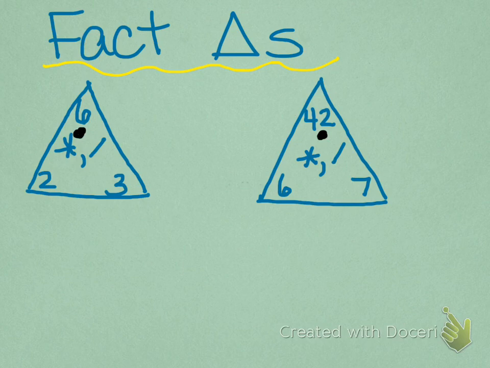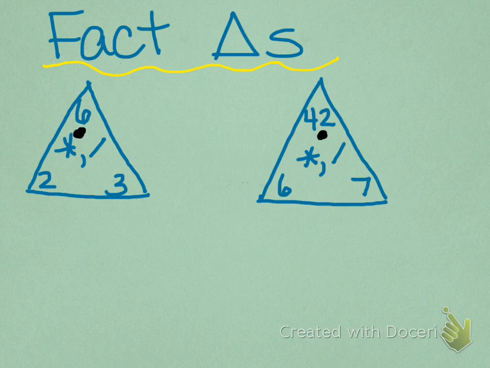So basically, you can use this same fact triangle to do 2 times 3 or 3 times 2. You can do 6 divided by 2 would give me 3, or 6 divided by 3 is going to give me 2. So whatever digit that I have covered up is going to be the answer to my problem.